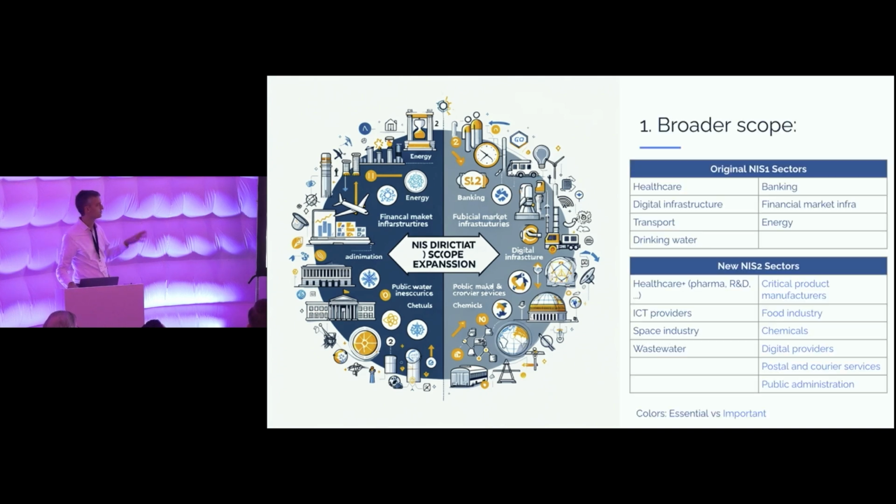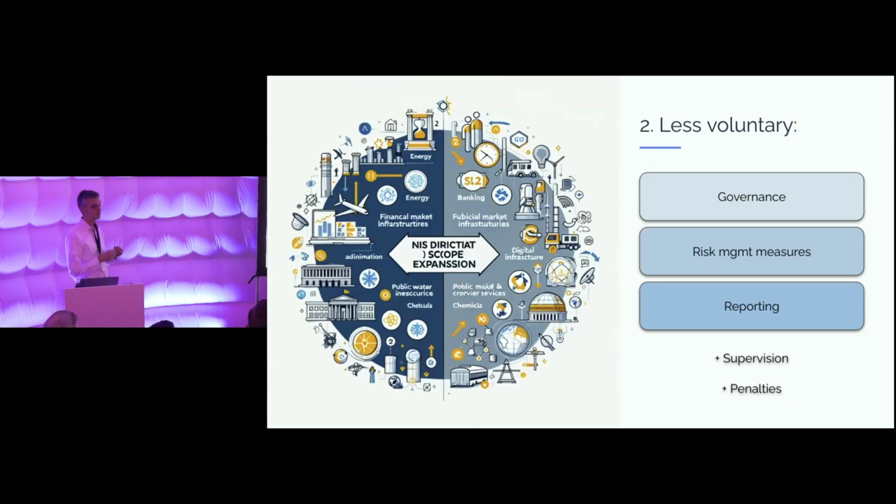And very briefly, the difference between NIS1 and NIS2 is that NIS2 has a broader scope. So there are the sectors of NIS1, of course, still, but also companies of additional sectors like space industry, wastewater, but even food industry, chemicals. All of those companies are now liable and should raise their stakes for cybersecurity. And that's important because the second major difference between NIS1 and NIS2 is that NIS2 is a lot less voluntary, meaning that there are specific requirements, that there is supervision, and there will be penalties if you don't comply to those requirements.